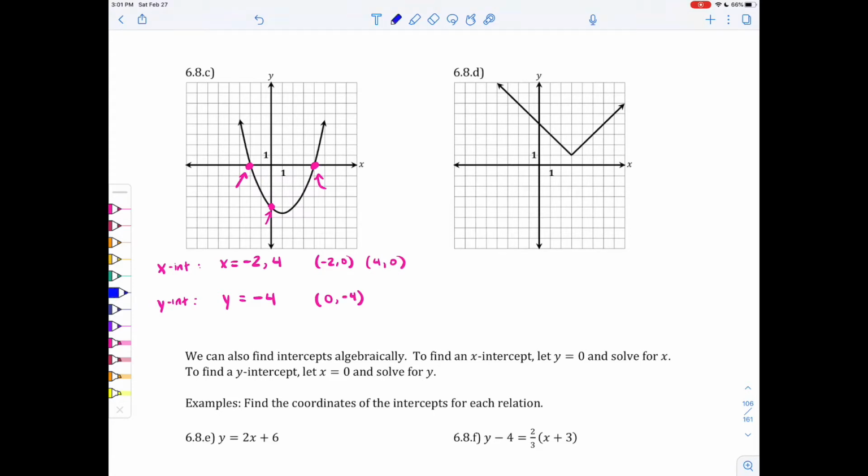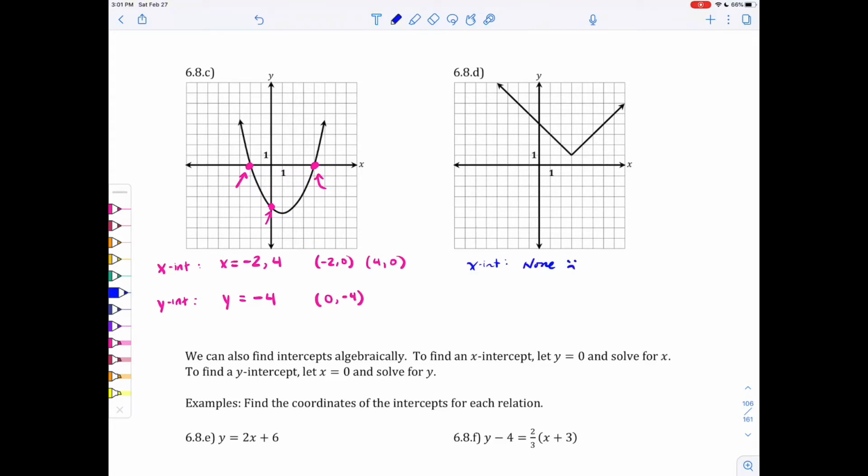Hopefully you've tried this last one already. And in doing so, when you search for the x-intercept, you found nothing. We are never touching that axis. So there is no x-intercept.